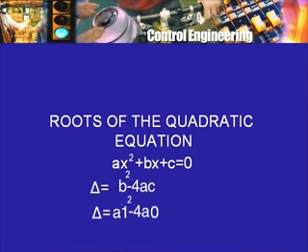And what are the cases to be considered? The cases to be considered are: this discriminant may be equal to 0, it may be positive, that is greater than 0, or it may be negative, that is less than 0.